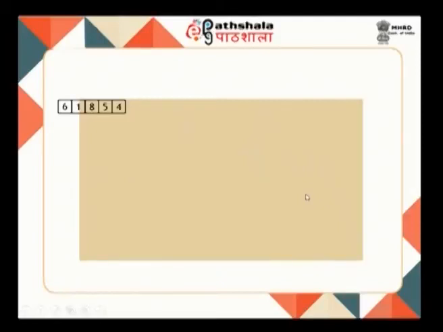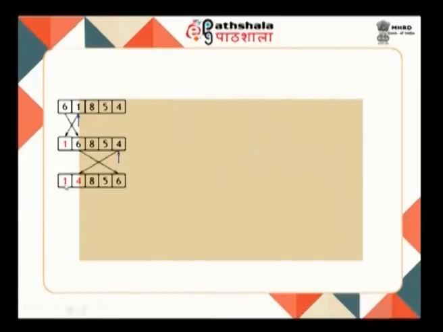I have to find the smallest element. Let us check 6, 1, 8, 5, 4. The smallest one is 1. Therefore, 1 is assigned to the 0th position where it is the smallest one. In the subsequent pass I do not have to bother about this, I have to bother only about this particular list. So, 6, 8, 5, 4, the minimum is 4.